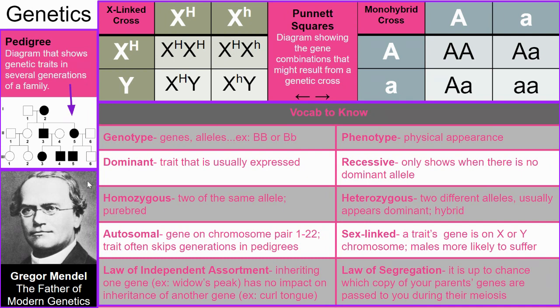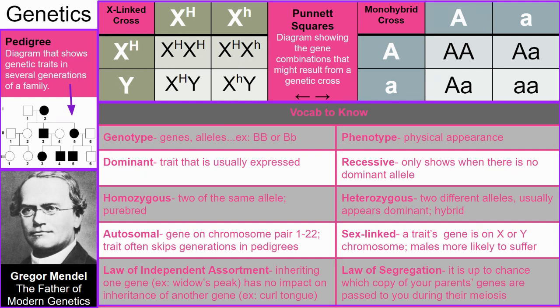His picture is down here. His name is Gregor Mendel. He was a monk, he lived in a monastery, and he made observations about pea plants and the different traits and how they were passed on from one generation of pea plants onto the next generation of pea plants.